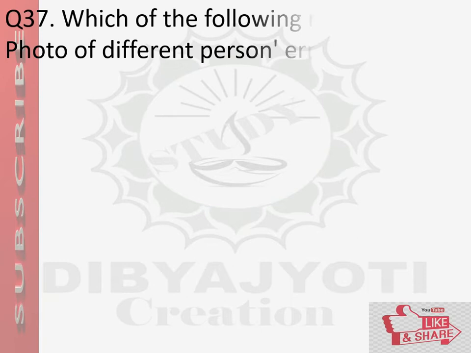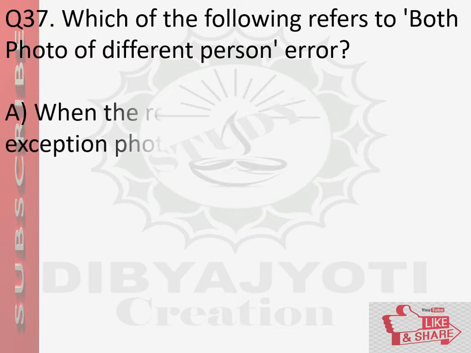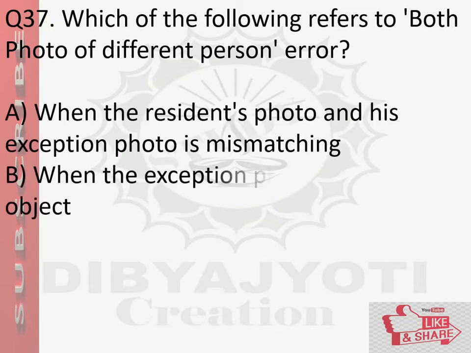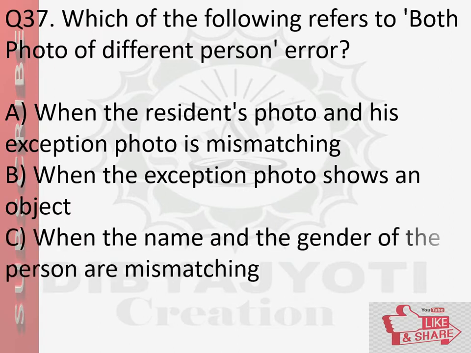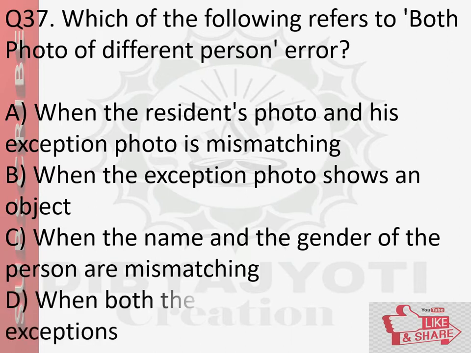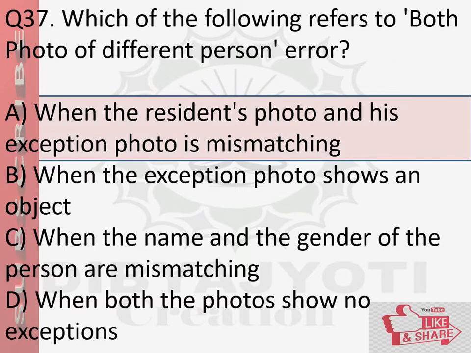Then next, which of the following refers to both photo of different person error? Options are: option A, when the resident's photo and his exception photo is mismatching. Option B, when the exception photo shows an object. Option C, when the name and the gender of the person are mismatching. Option D, when both the photos show no expression.